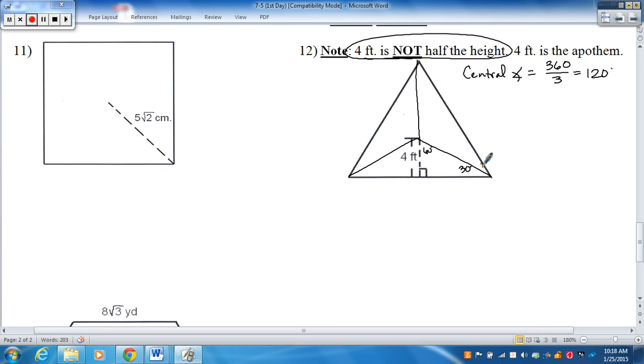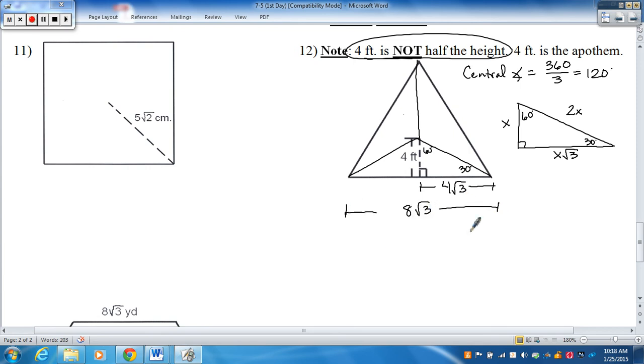Moving on, reminding you of our 30, 60, 90 triangle rules. If this is 60 and this is 30, we know this is the shorter leg, that's x. The hypotenuse is 2x, and the longer leg is x radical 3. All right, so if the shorter leg is 4, what does the longer leg have to be? It has to be 4 radical 3. Okay. If I double that length, I get 8 radical 3.